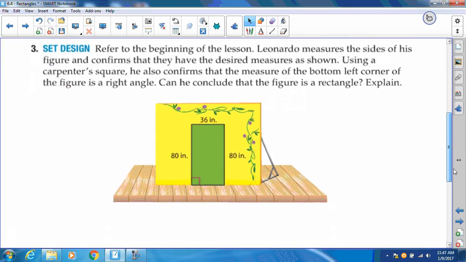Okay, so in this example, it says Leonardo measures the sides of his figure and confirms that they have the desired measures as shown. Using a carpenter's square, he also confirms that the measure of the bottom left corner of the figure is a right angle. Can he conclude that the figure is a rectangle? Explain.